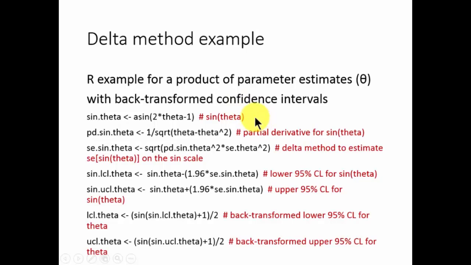So here's the sine transformation for theta. This is the partial derivative for that sine transformation. Here is the standard error estimated on the sine scale. And then here are the confidence intervals estimated on the sine scale. And then we back transform these into the probability scale in these lines here. So again, I recommend trying this in R. And then this example uses a sine link, but how would we do this for a logit link?